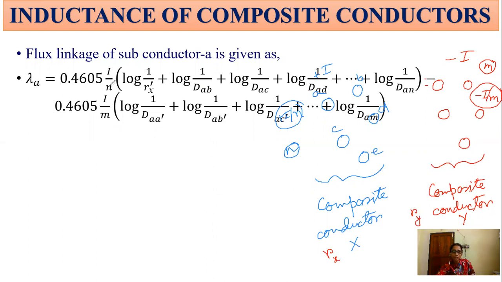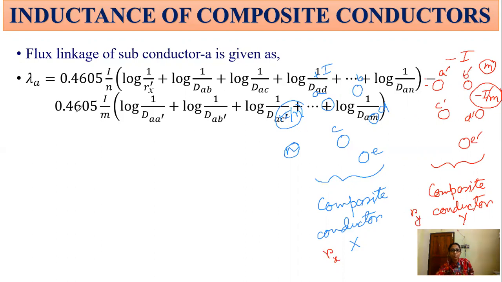So it can be written as 0.4605 into I by n [log 1 by Rx dash plus log 1 by DAB, where DAB is the distance between the centers of two conductors of composite conductor X, plus log 1 by DAC plus log 1 by DAD plus and so on up to log 1 by DAn]. Next is the mutual part, minus 0.4605 I by n, because each return subconductor is carrying minus I by m. Suppose these subconductors are A dash, B dash, C dash, D dash, E dash, and so on.